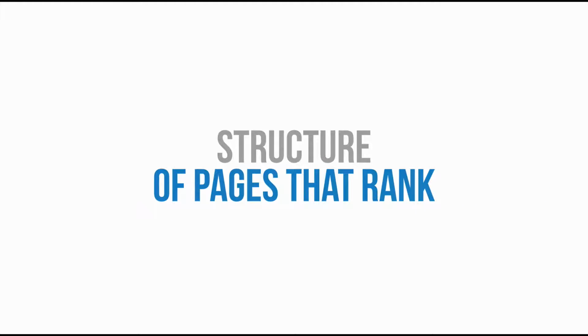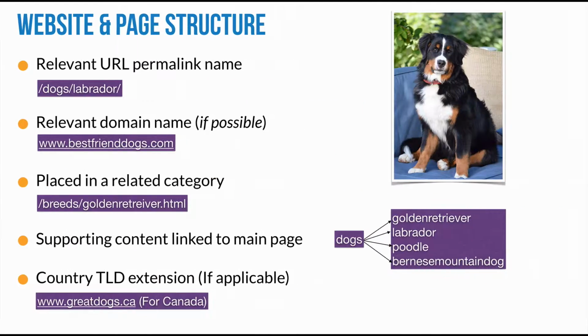Okay, so now let's move on to structure, because this is all about on-page, and I'm going to go through structure lightning quickly. That doesn't even make sense. Really fast. So here's what you need to know. Well, relevant URL permalink names, they actually do help. So for instance, if you want to rank for Labrador, you want to have /Labrador in your permalink. That actually has always helped, and it keeps on helping.